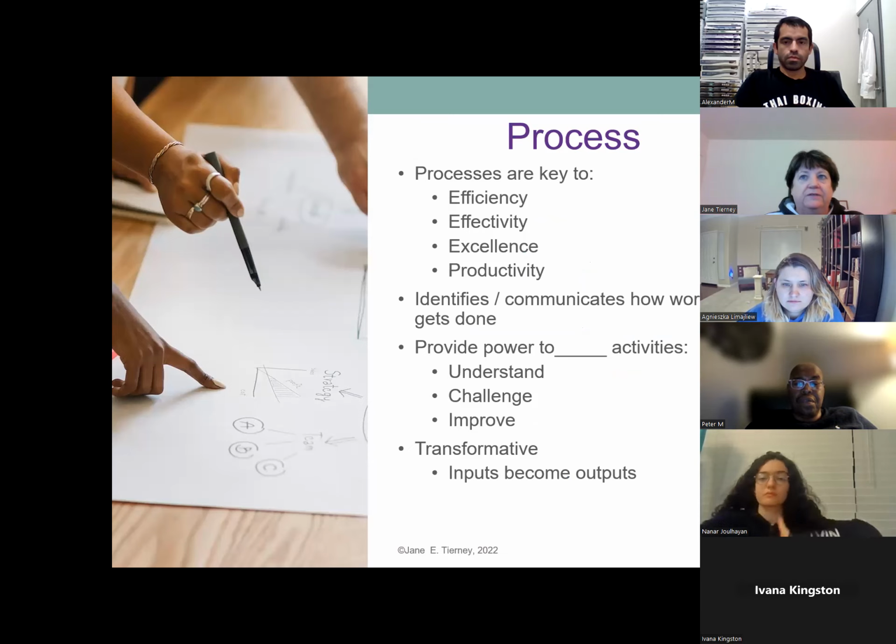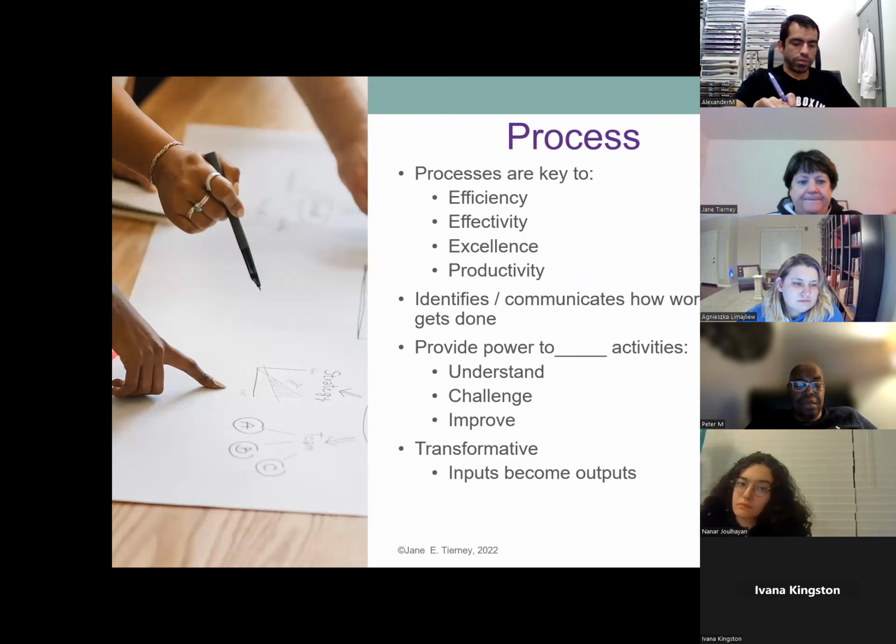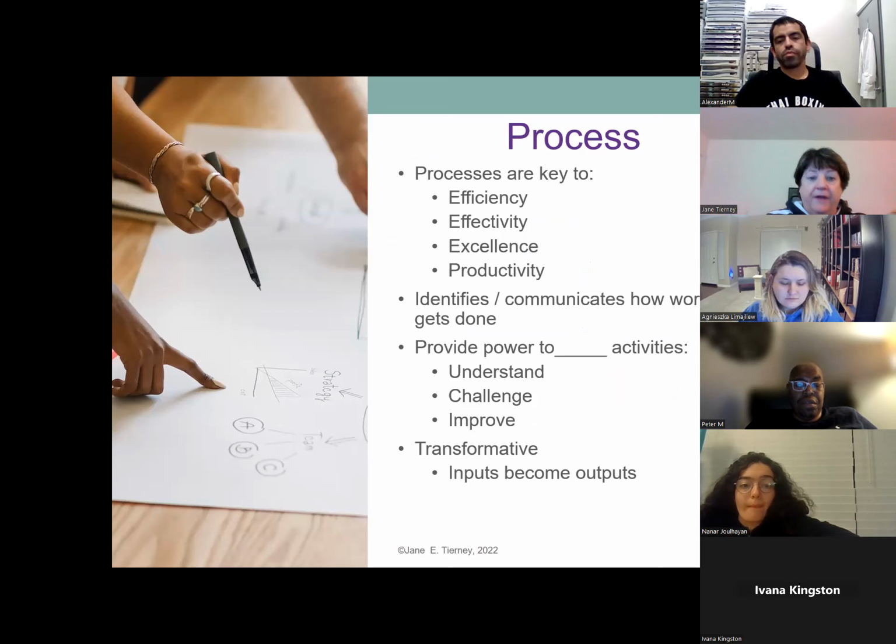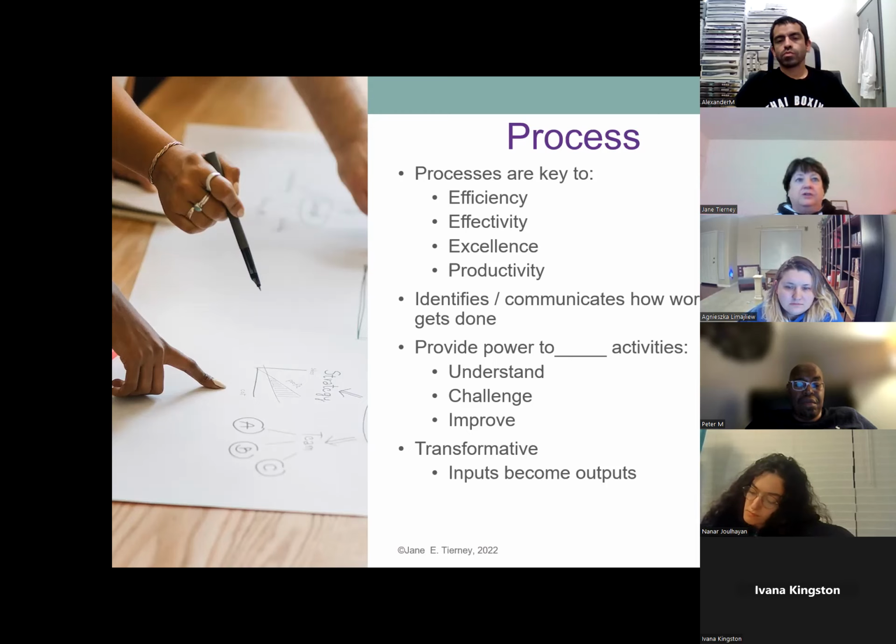So efficiency we define as how... Anybody have a definition for efficiency? The way I define efficiency is being effective with fewer resources. So either less time, less material, fewer people, fewer steps. So efficiency is doing something well, completely, with fewer resources, whatever those resources are.